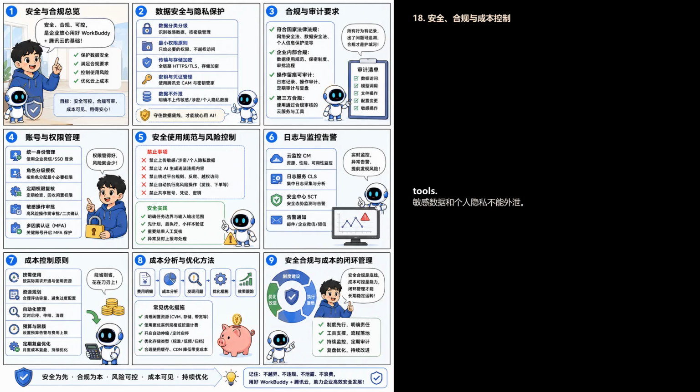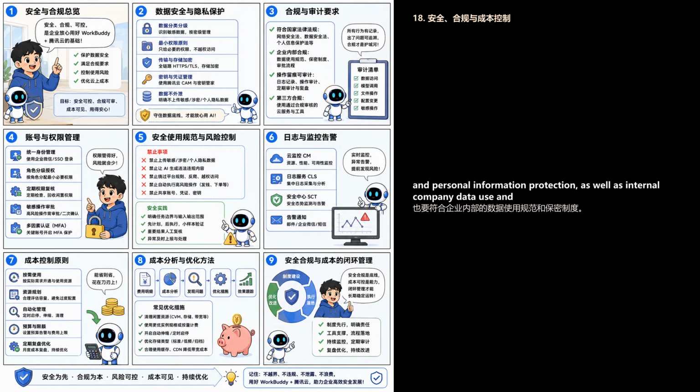The third panel covers compliance and audit requirements. Use must comply with laws and regulations such as cybersecurity and personal information protection, as well as internal company data use and confidentiality policies. Key actions should have records, so problems can be traced.